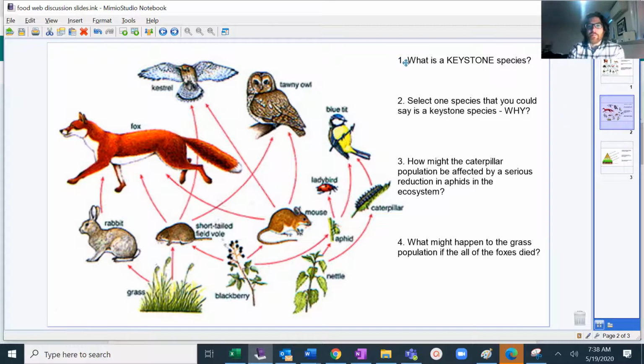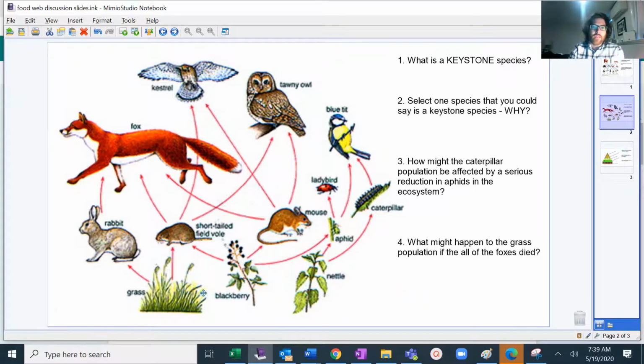We discussed keystone species at the beginning of this video, and we talked about them as a very important species in a food web that would cause lots of ripple effects and negative ripple effects if they were removed. I have picked 2 possible keystone species in this food web. I have chosen the mouse or the short-tailed vole, and the reason why I've chosen those 2 is they have the most arrows coming and going from them, right?